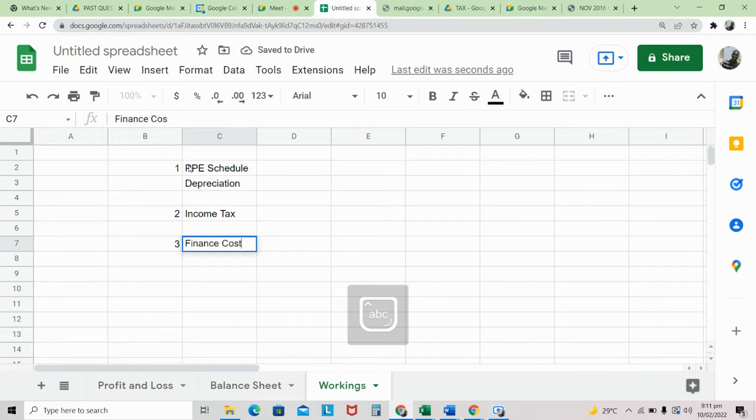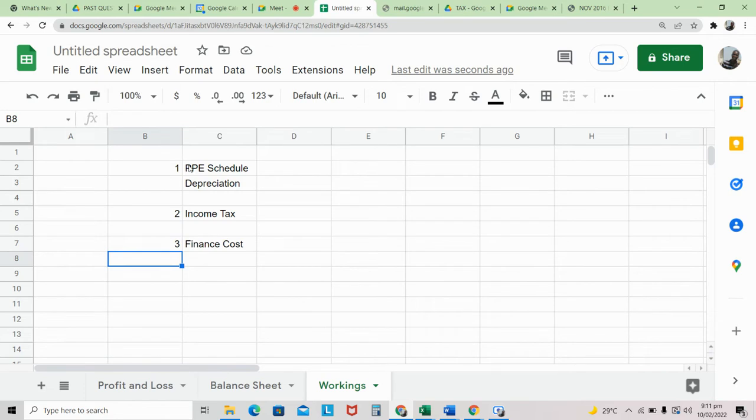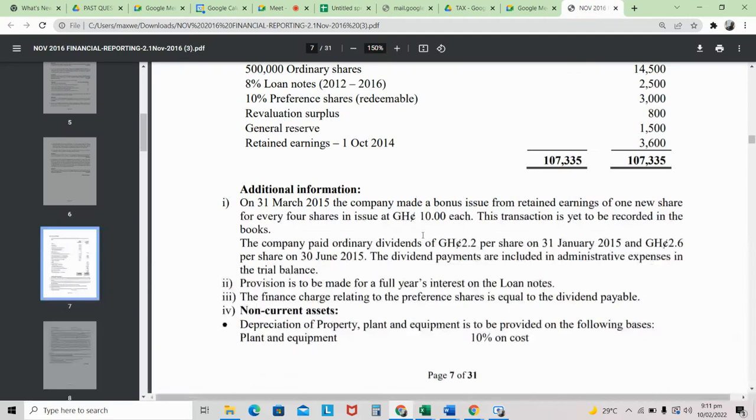Finance costs. Okay, so these are almost like standard workings that you have to do. When you finish these standard ones, then you come and look at the other adjustments.